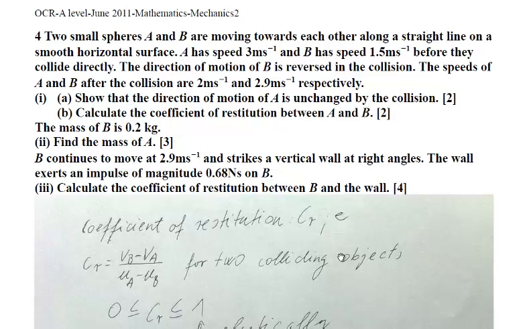B continues to move at 2.9 meters per second and strikes a vertical wall at right angles. The wall exerts an impulse of magnitude 0.68 Newton seconds on B. Calculate the coefficient of restitution between B and the wall.